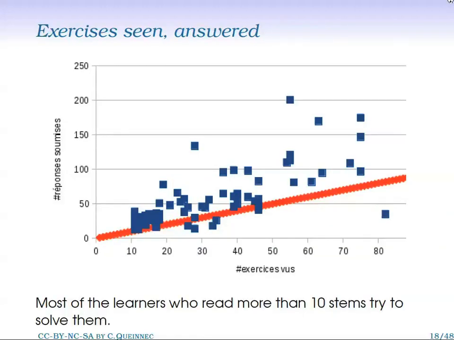Here is the number of exercises seen, that is, people who asked for the statement of the exercise, and the number of times they try to solve the exercise. So here is the one-to-one line. Here we have a point where a student looked at all the statements but did only 20 exercises or something like that. And most of the people, in fact, are above that line, that is, whenever they look at the statement, they try to solve the exercise, okay?